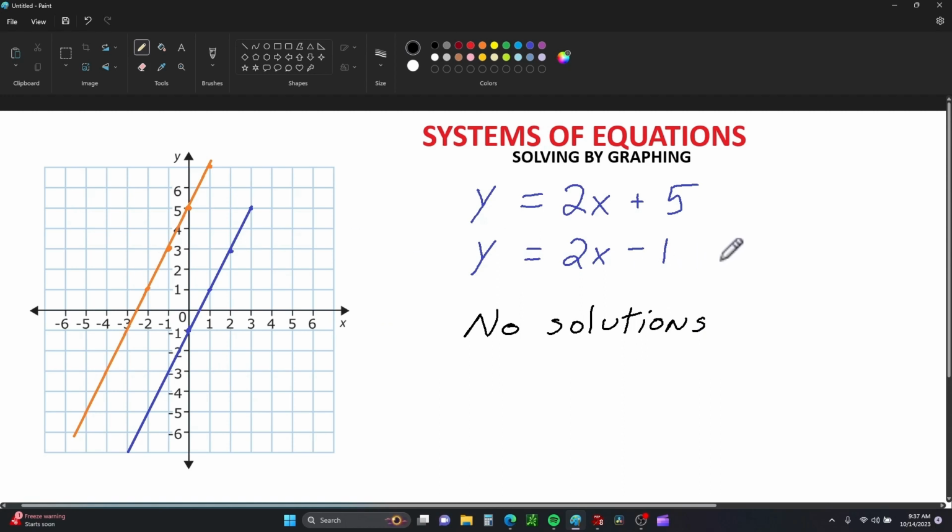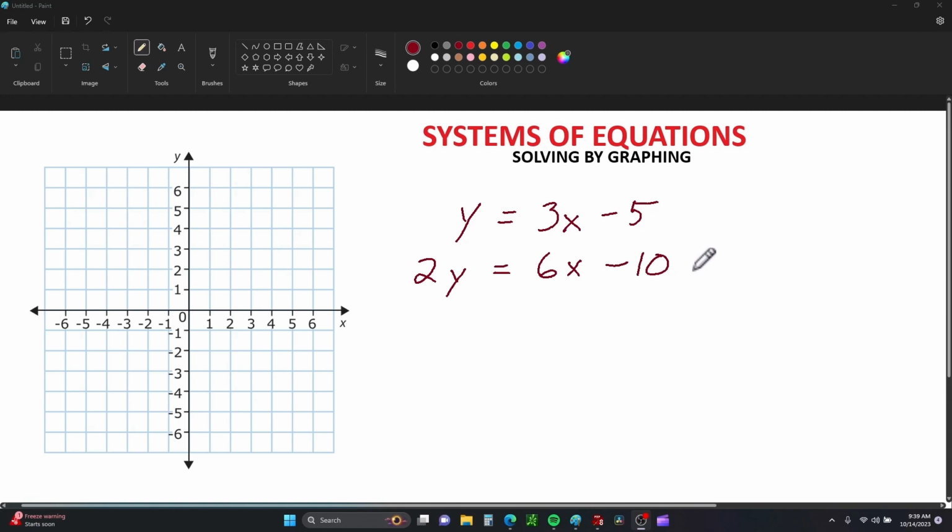Now we'll go ahead and take a look at the third example. In this next example, it's not immediately obvious because this equation over here has not been simplified. So I want to put it into the y equals mx plus b form in order to be able to graph it. I'm going to graph this first line. And what I have is a y-intercept of -5, and then it goes up 3/1.